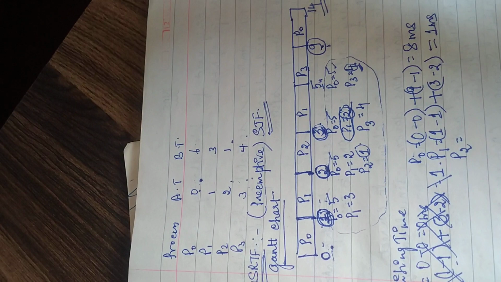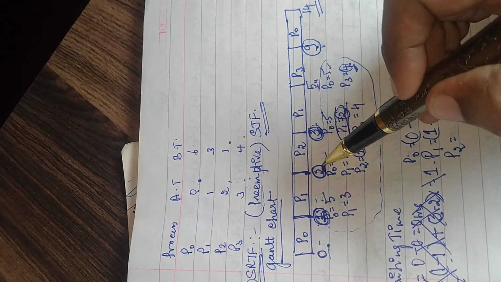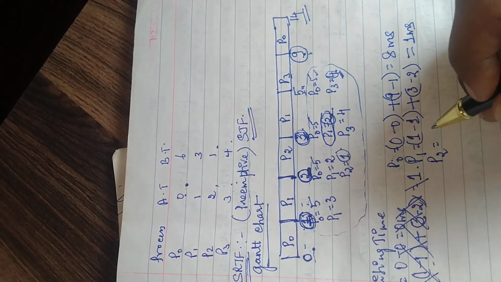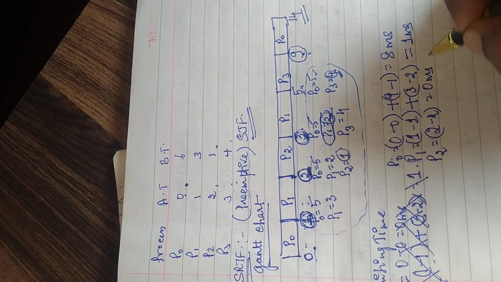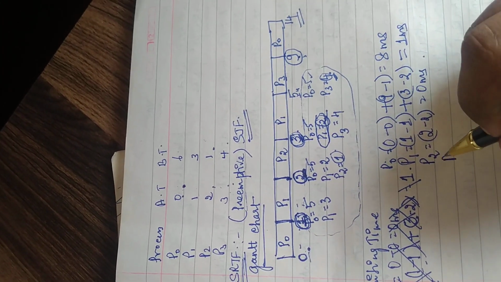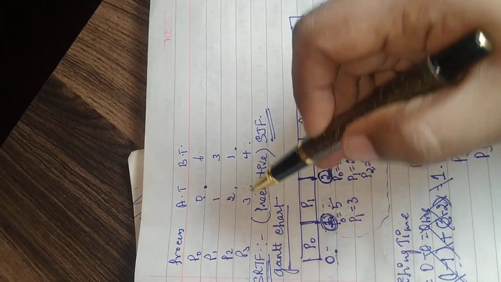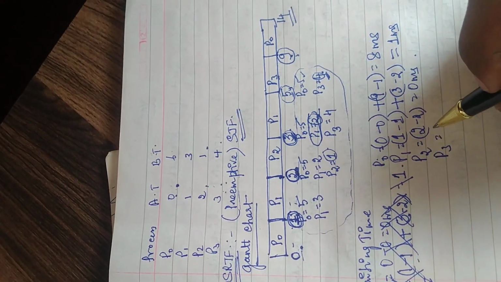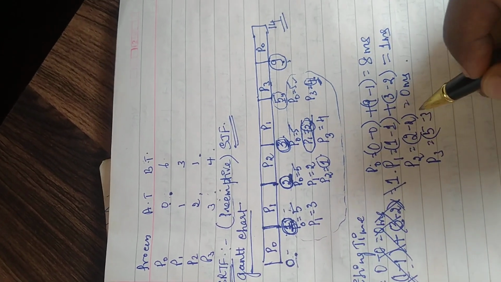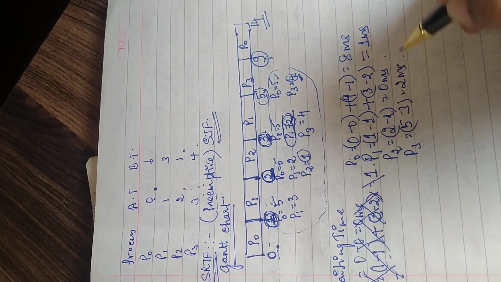Next one is P2. P2 came in at 2 milliseconds, got control of the CPU at 2 milliseconds. So 2 minus 2, that is equal to 0 milliseconds. Next one is P3, came in at 3 milliseconds, got control of the CPU at 5 milliseconds. So 5 minus 3, that's equal to 2 milliseconds.